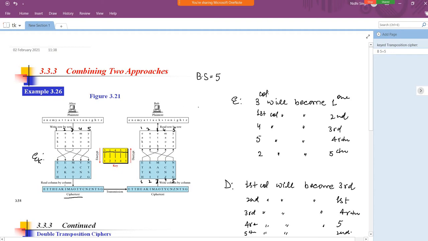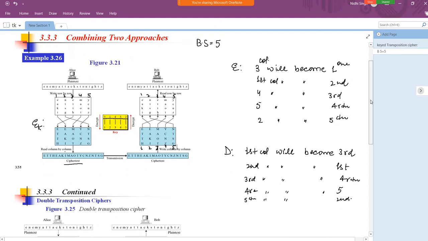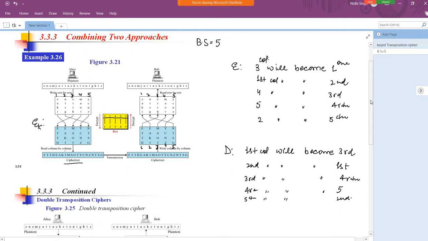There are many disadvantages associated with the keyed transposition cipher. Actually there were many disadvantages, because it is very prone to brute force attack. Also, the keyed transposition cipher is prone to brute force attack, and statistical attack is also highly possible. So it is a very weak cipher.